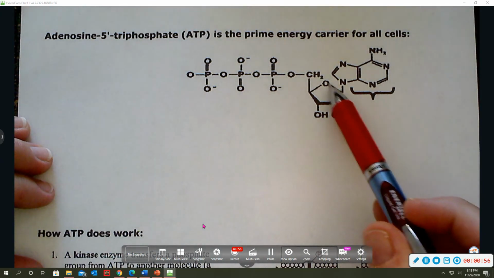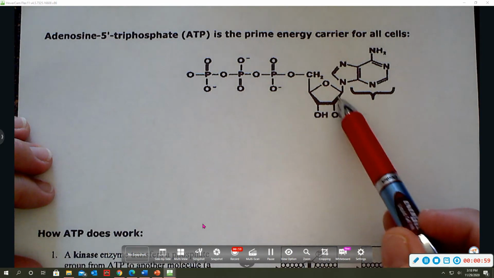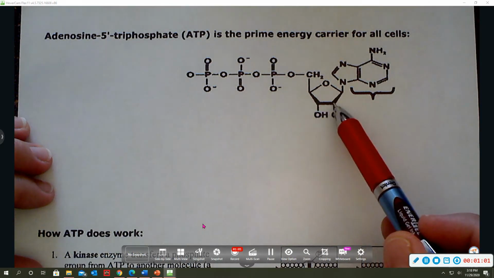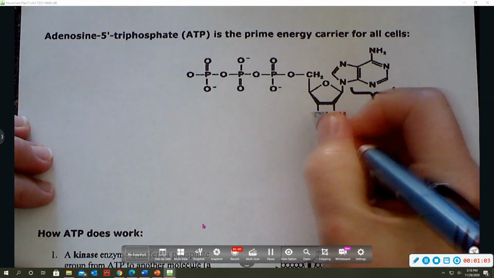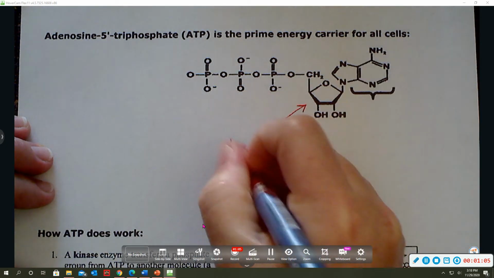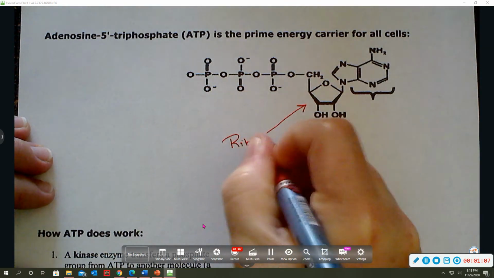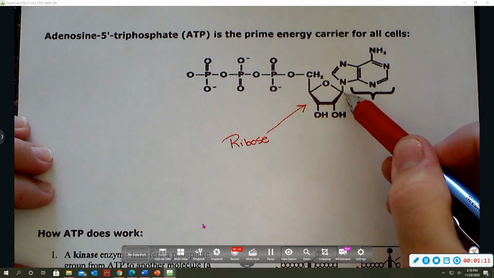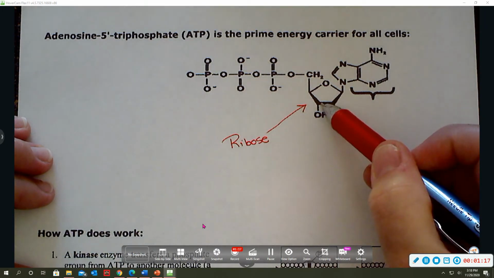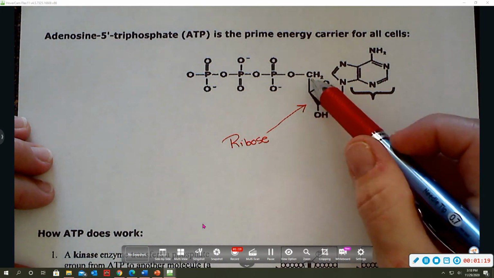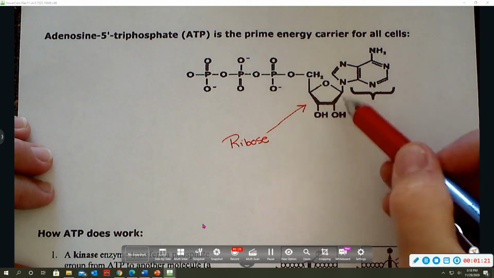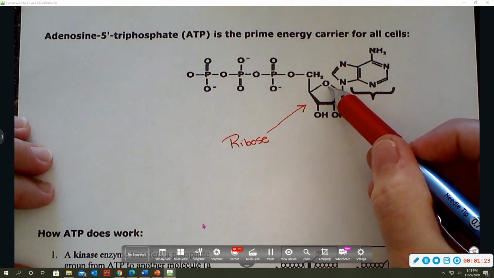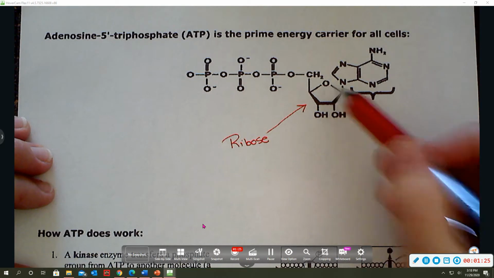Remember, this molecule right here is a sugar. It's actually the sugar ribose. I'm going to label that on my sheet. Ribose is a 5-carbon sugar. At each of the little points, there's a carbon. There's one here, here, here, here, and then up top here. There's not one at this point because an oxygen is there.